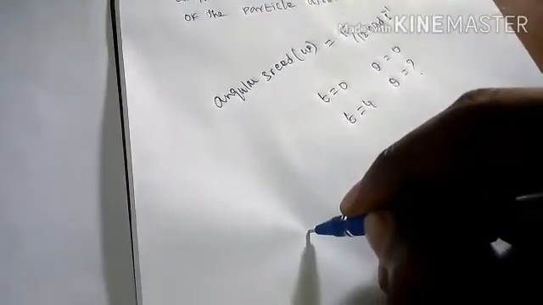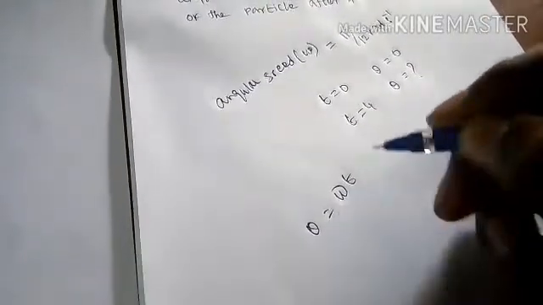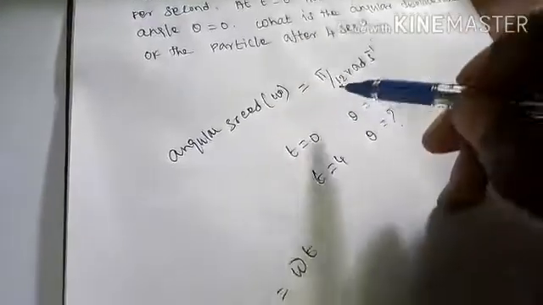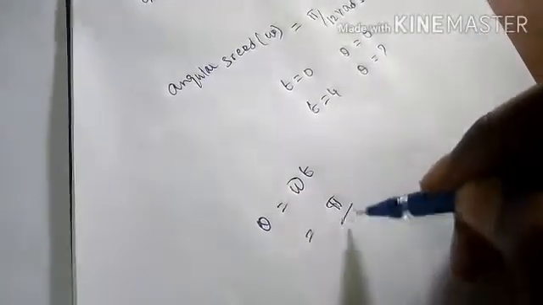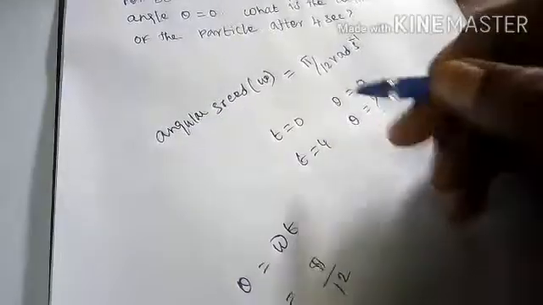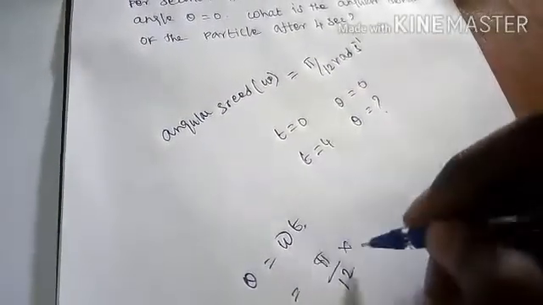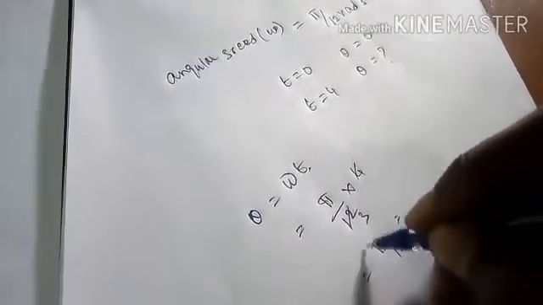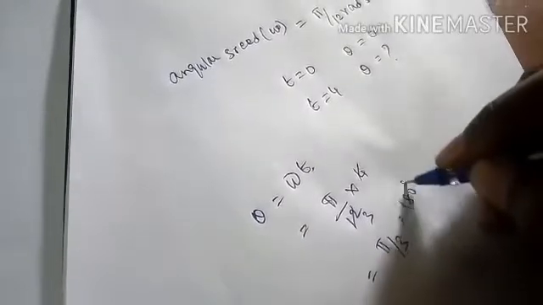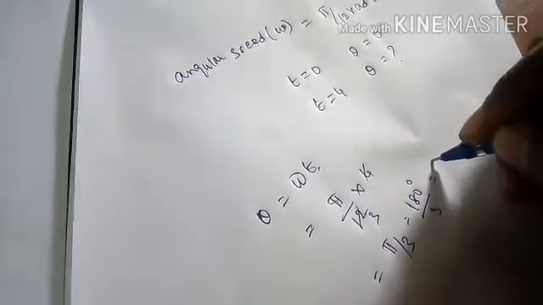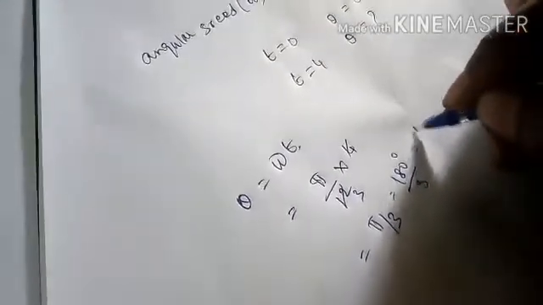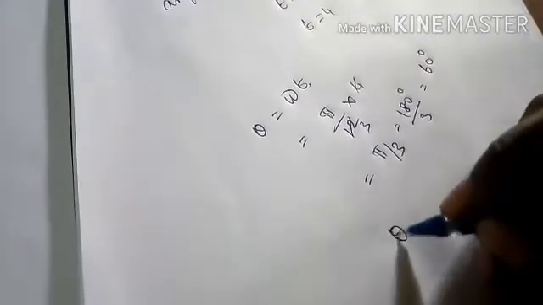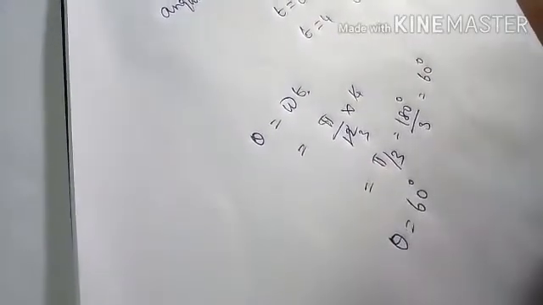Angular displacement theta equal to omega t. So here the omega value is pi by 12 into t value, which is 4. Cancelling, we get 3, so pi divided by 3. Here pi value is 180 degree, so 180 degree divided by 3. After the simplification, the final result is 60 degree. So theta value is 60 degree.